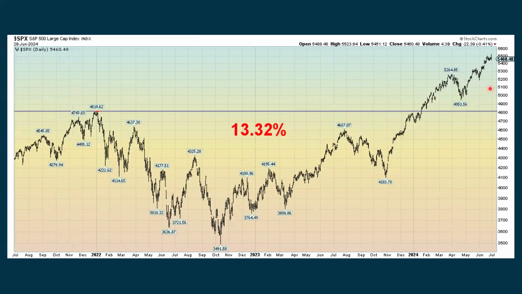Then we keep an eye on where we are in relation to the previous all-time high, which was set in early January 2022. As of Friday's close, we are up 13.32% above that previous all-time high.